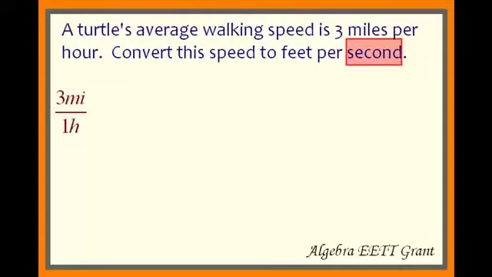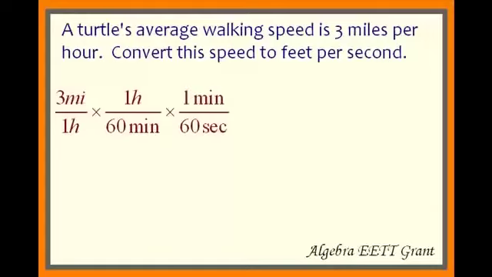Let's do the time first. Now we have to go all the way to seconds. So in 1 hour, there are 60 minutes. We are multiplying and dividing by hours, so hours cancel out. But we don't want to stop with minutes. We want to go all the way to seconds. In 1 minute, there are 60 seconds. This time, minutes have cancelled out.